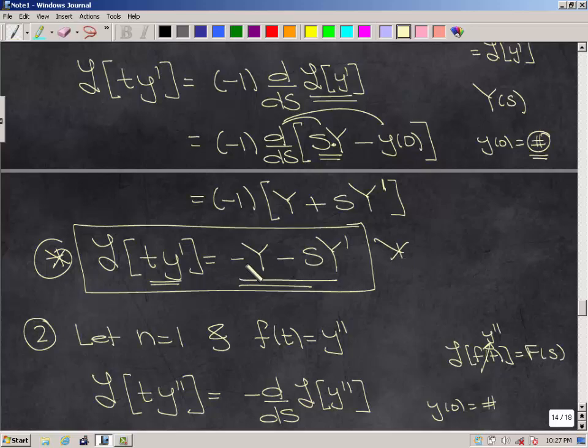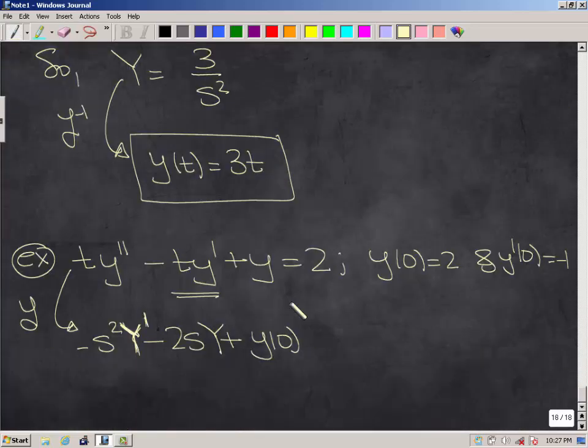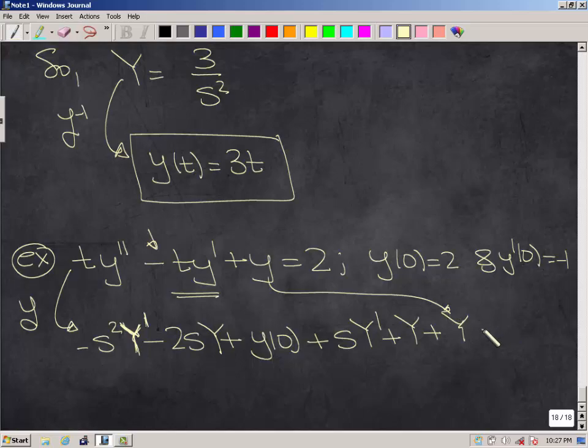Except we are going to multiply by a negative, so these negatives will all become positive because we are multiplying by a negative in here. So we'll just end up with plus s times y prime plus big Y from this is equal to 2 over s. That's a Laplace transform of 2. Alright, so let's see what we can extrapolate. Y of 0 is what? 2. We know that.